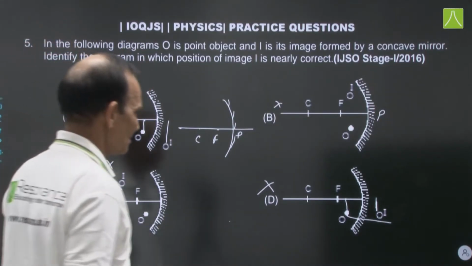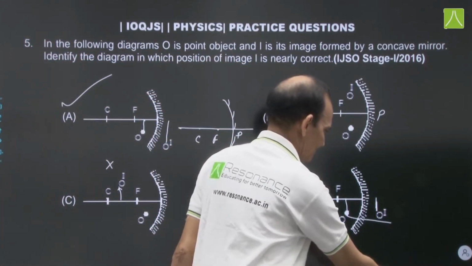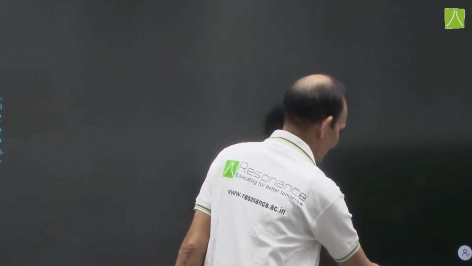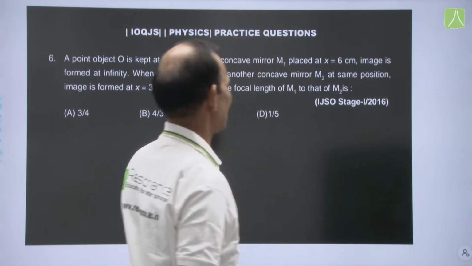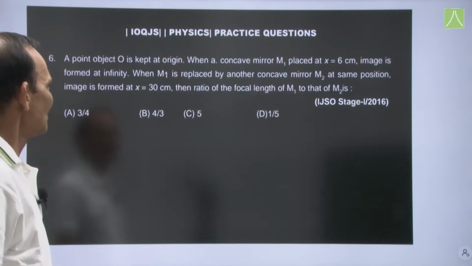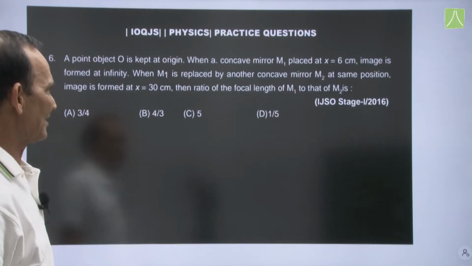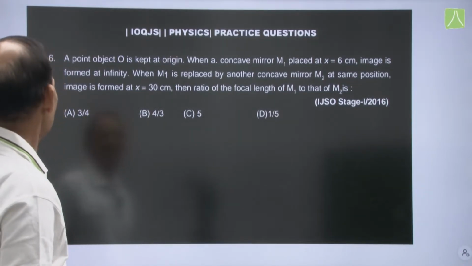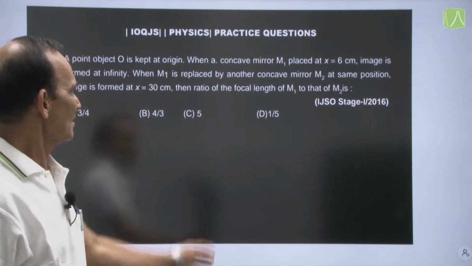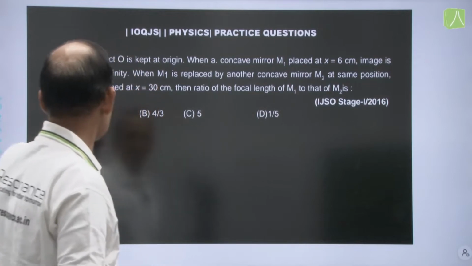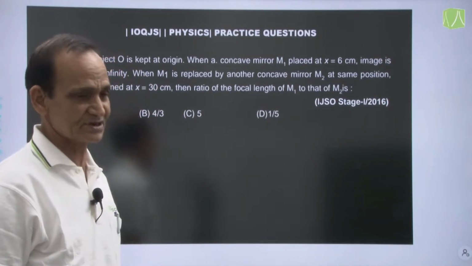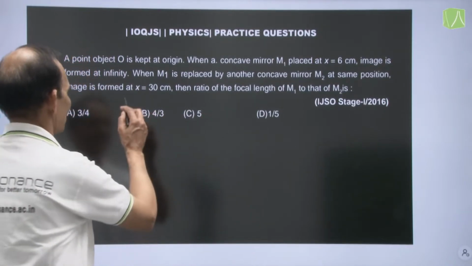Next question number 6. Now, a point object O is placed at origin. When a concave mirror M1 is placed at 6 centimeter, image is formed at infinity. When M1 is replaced by another mirror M2 at same position, image is formed at 30 centimeter. This question is most important. Now think about this one.